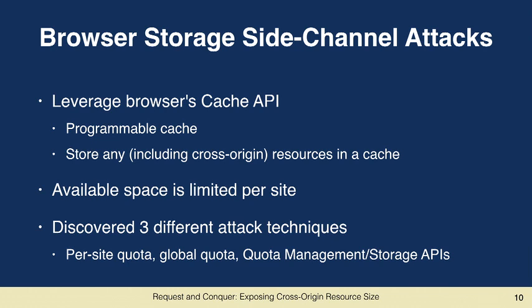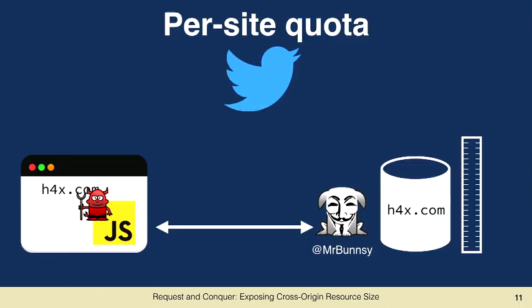These abuse the per-site quota, so the quota that's for every site, then the quota that's shared among every website, and finally the quota management and storage APIs can also be abused to leak the size of a cross-origin resource. I'll focus on the first one and the last one here, because the second one is basically an extension of the first one. So the per-site quota attack looks as follows.